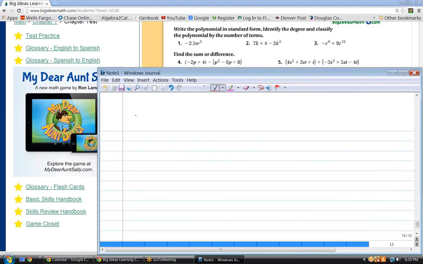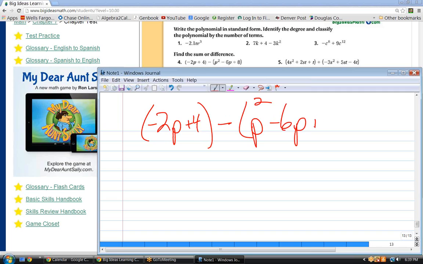So we have minus 2p plus 4 minus p squared minus 6p plus 8. Do we need the parentheses on the left? No, you're right. You don't need them at all. It's a little clarifying to have them, but they don't accomplish anything.